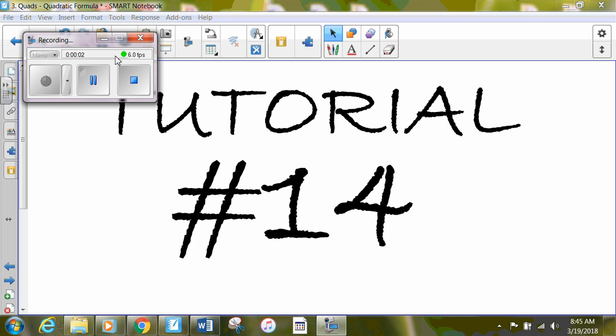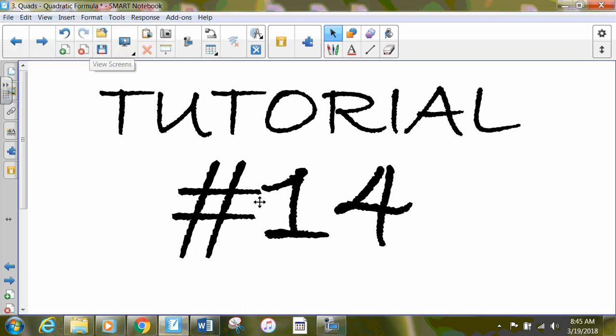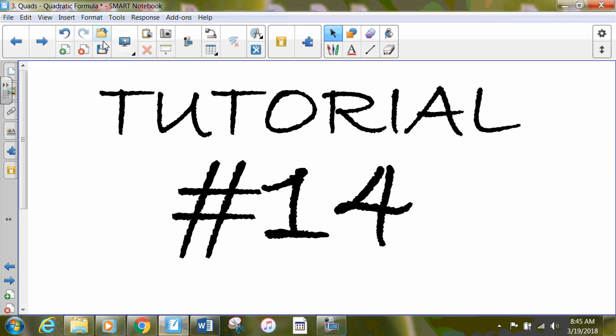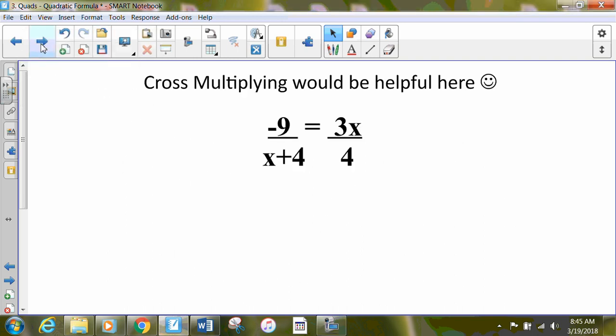Okay, welcome to QuadPAC tutorial number 14. This one's going to be shorter than the last one. All right, cross multiplying would be helpful here. So we know how to cross multiply.